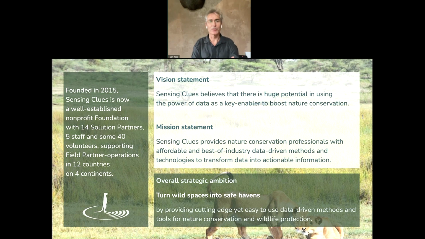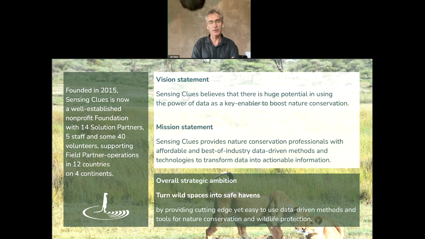I'm Jan Kees, founder of Sensing Clues, and we are a non-profit organization focused on nature conservation and wildlife protection. And what we see is that people struggle with data. And there's more and more data. There's data from satellites, from animal trackers, from people in the field that observe things, from camera traps that make images of passing animals. And I can continue with quite a lot of other information. And it's growing and growing.